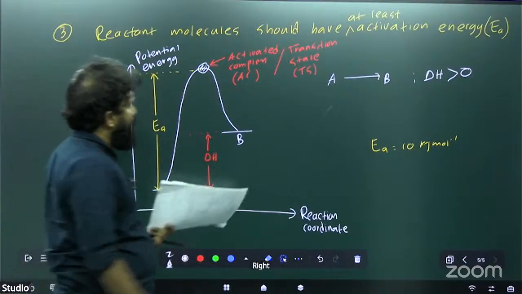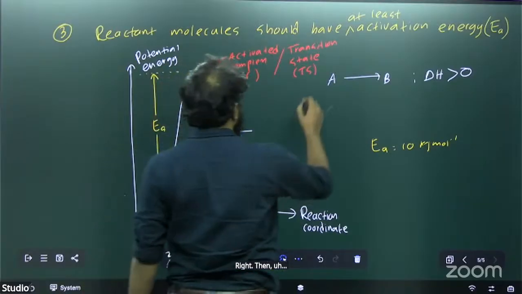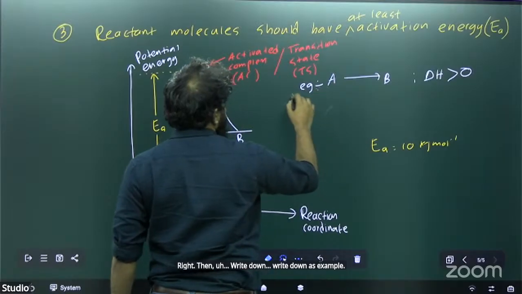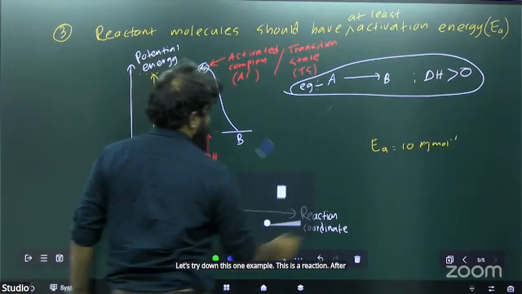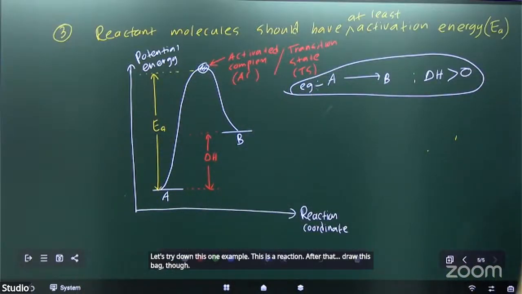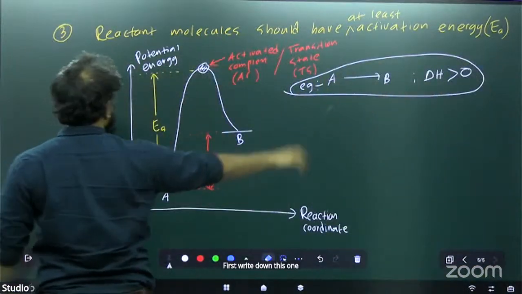Right. Then write down an example. Let's write down this example. This is a reaction. First write down this one, then after that draw this diagram.